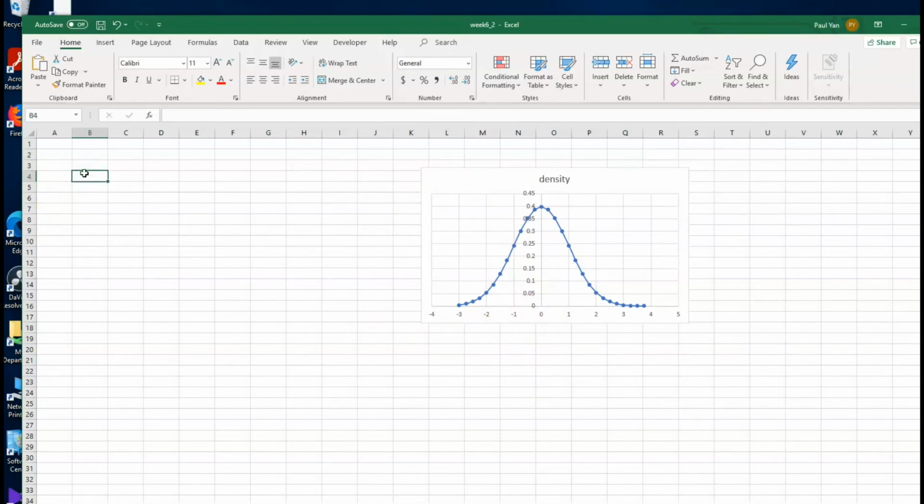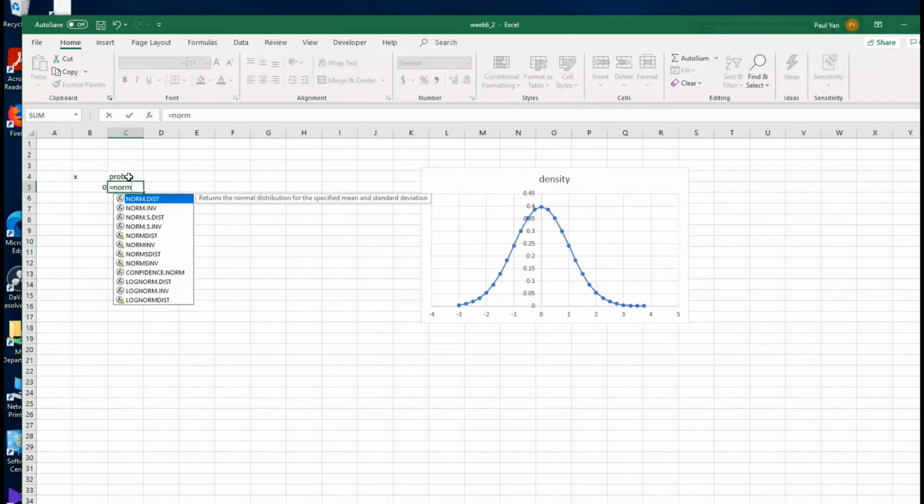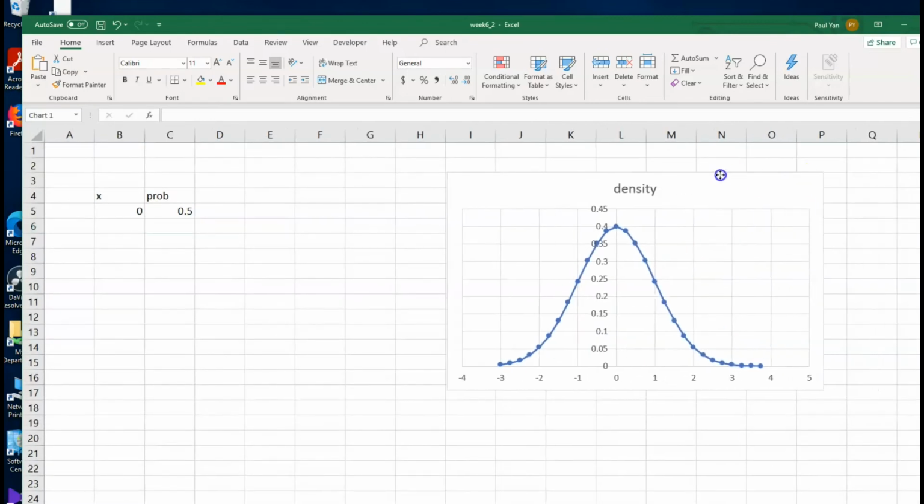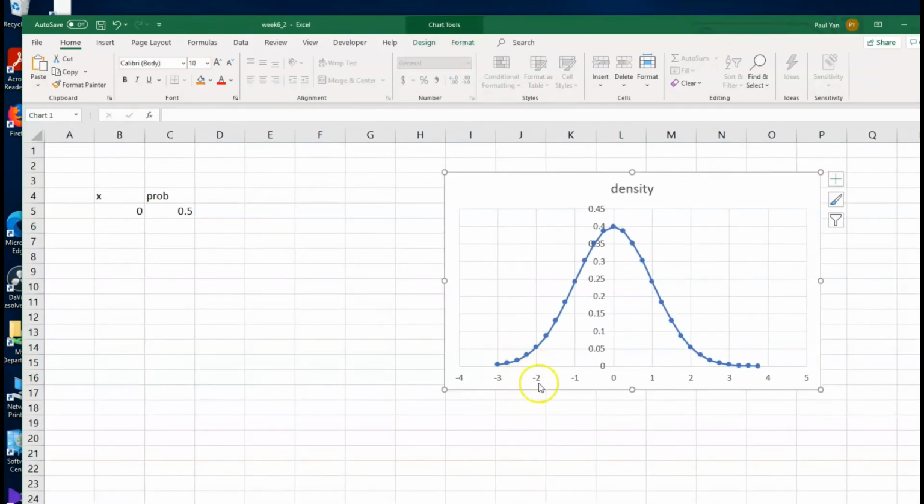So suppose x equals 0. What is the value below? This is cumulative probability, so we use cumulative. NORM.S.DIST takes the x value and z value, and we answer true. We got a value of 50%. So if we choose a value of -2, what is the corresponding value?